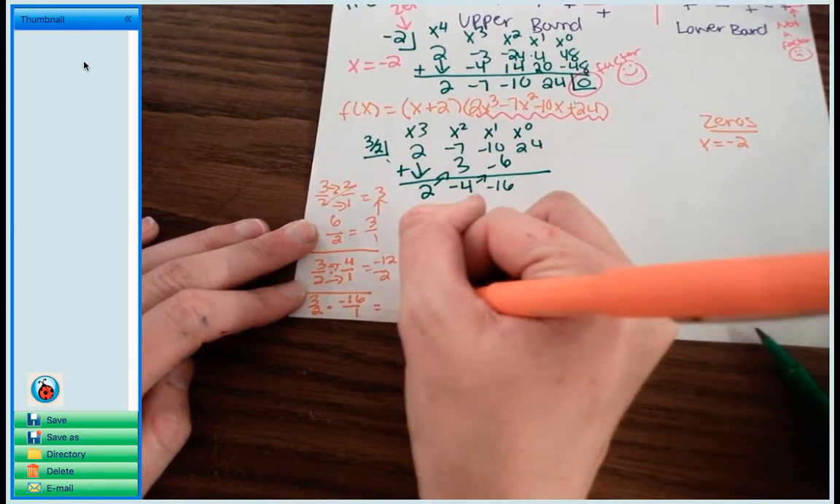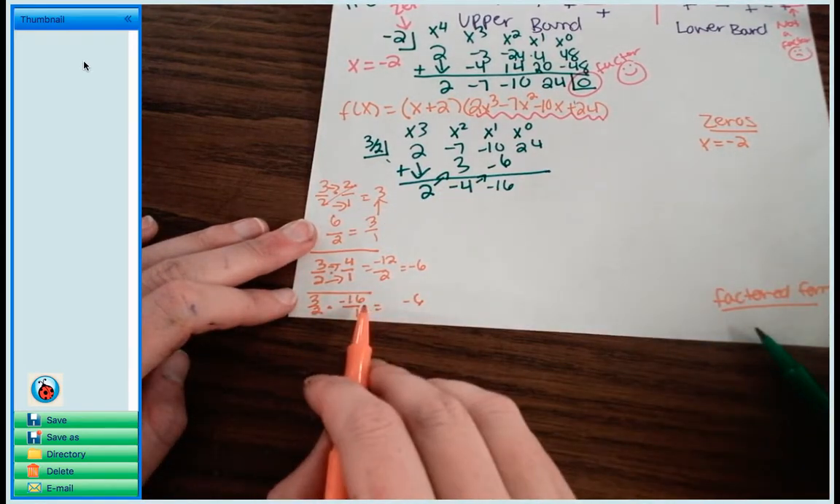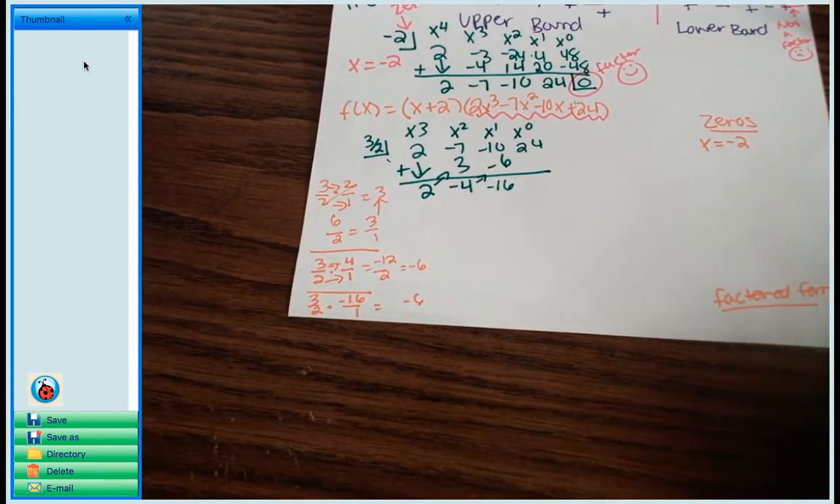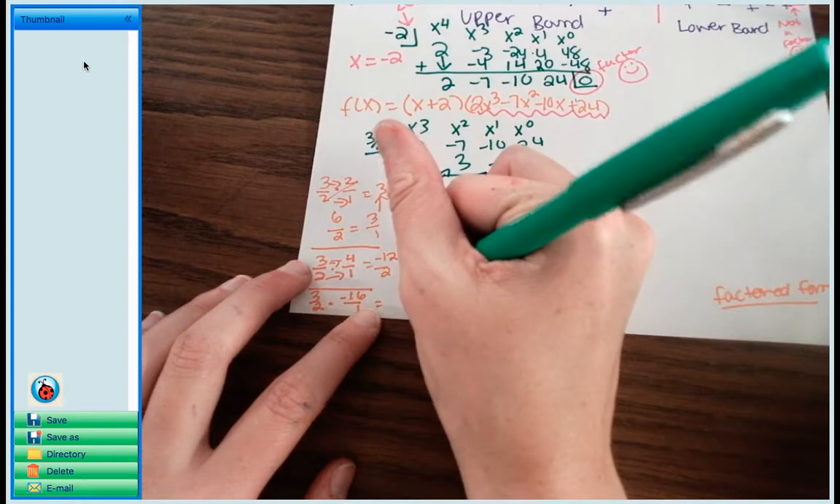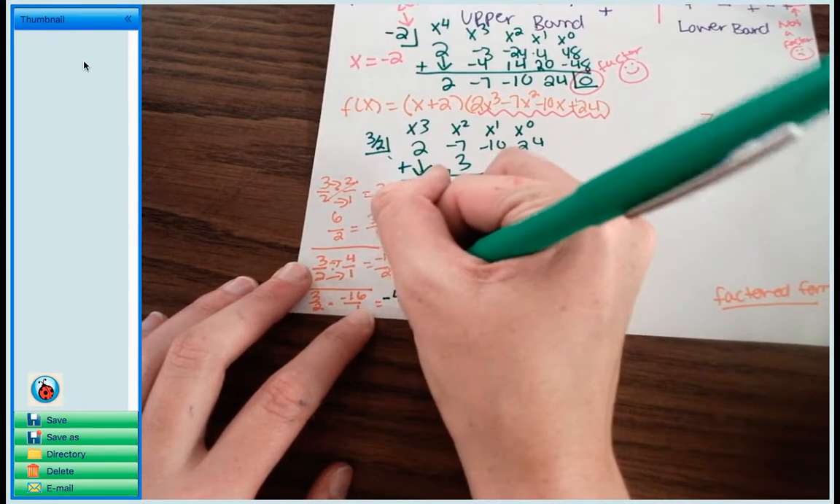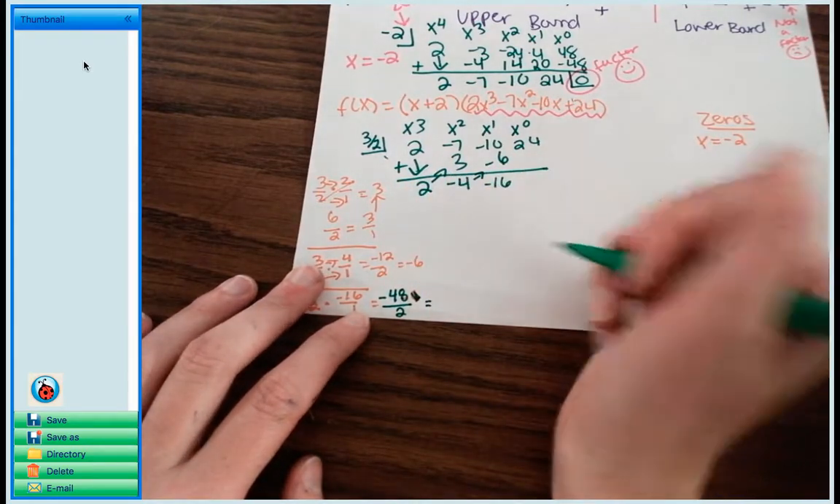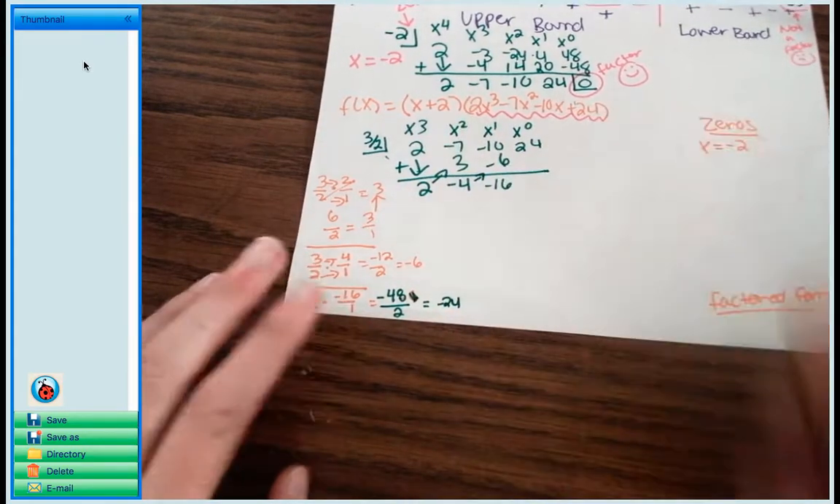Okay, so we're going to get a negative. All right, so 3 times 16 will give us a negative 48. Sorry, I don't know why I wrote 6, you guys. So it'll give us a negative. So negative 48 over 2 times 1 is 2, and negative 48 divided by 2 is negative 24.